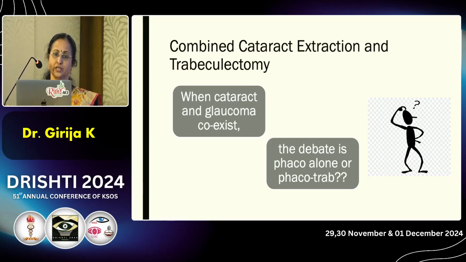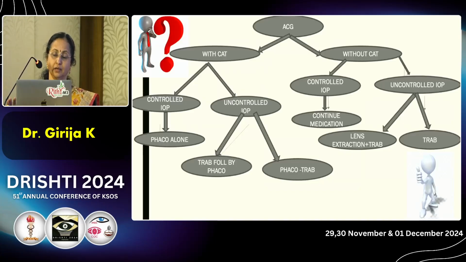When there is coexisting cataract and glaucoma, the debate is whether to do a phaco alone or a phacotrab. Always see that in angle closure glaucoma with an uncontrolled IOP, you have to choose whether to do a trab alone or a phacotrab. So if it's a very high IOP, it's better to do a trab first, control the IOP, later followed by phacoemulsification. And when there is no cataract with uncontrolled IOP, it is better to do a trab alone.